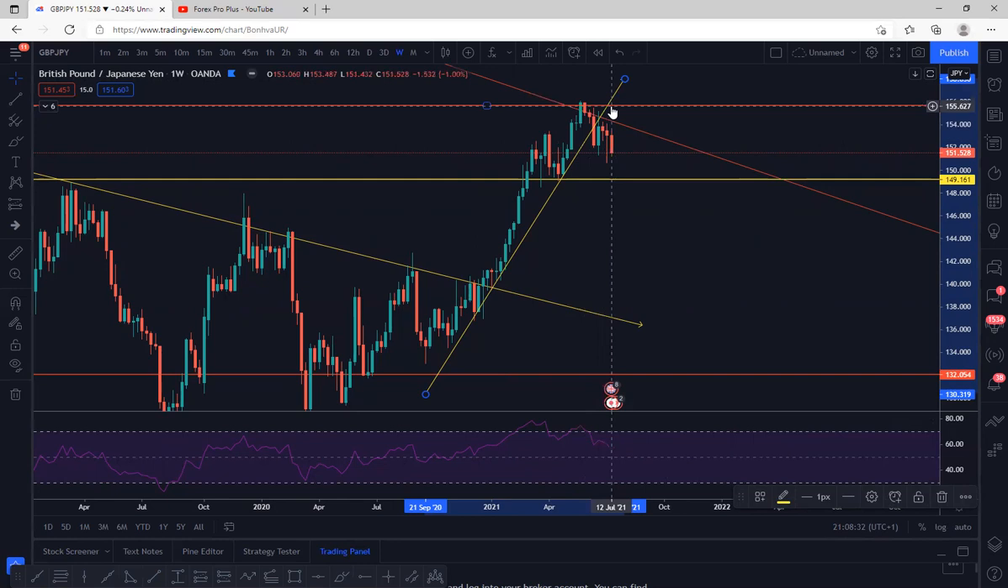which is around about how many pips? 156 and 100 pip area is a strong area. Right. Now the situation arises here. What is going to happen next?